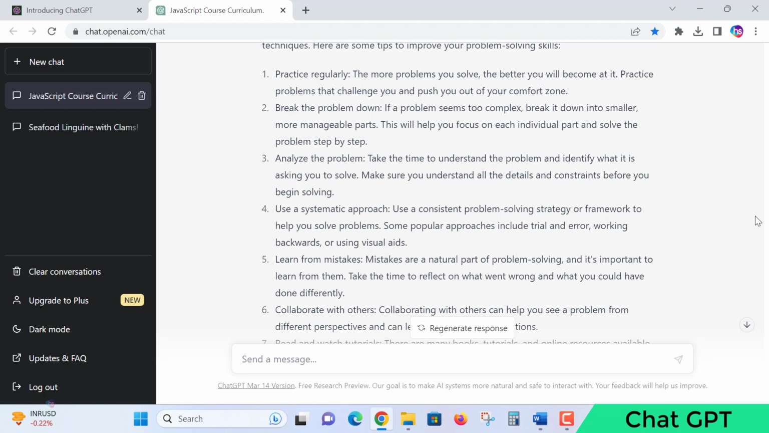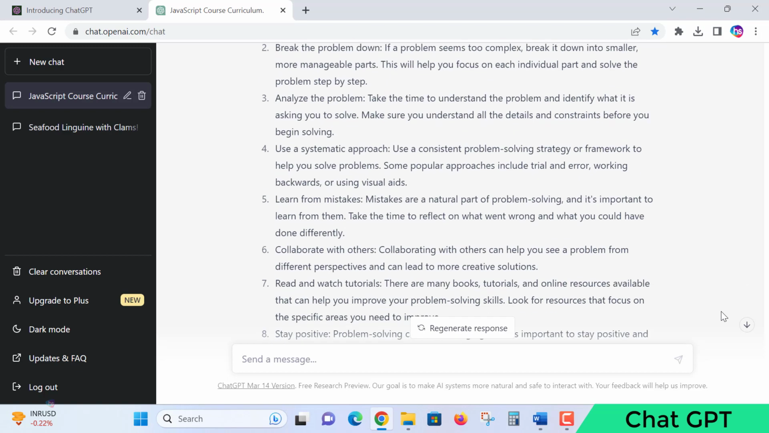Analyze the problem. Take the time to understand the problem first. Identify what you are being asked to solve, what the query is, and what the requirement is, and how to solve it. Make sure to understand the detailed constraints before you begin solving, and use a systematic approach. Yes, ChatGPT suggests using a consistent problem solving strategy or framework to help solve problems. Some popular approaches include trial and error, working backwards, and using visual aids.